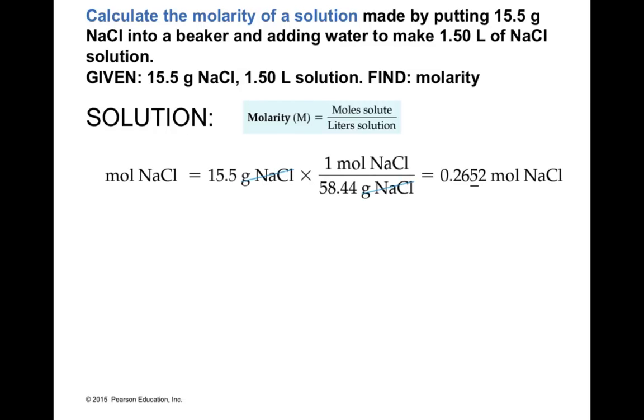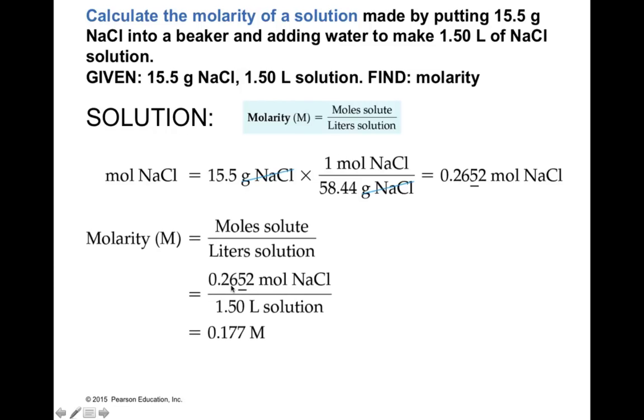Using the molar mass, here we have the mass of sodium chloride. This is the inverse of the molar mass because we want to cancel the grams of sodium chloride. And by dividing 50.5 by 58.44, we're going to have the moles of sodium chloride, the moles of the solid. Okay, so these are moles of solid, and we have the liters of solution. So now we just substitute these values here. Molarity is 0.2652 divided by 1.50 liters of solution, and this will be the molarity.